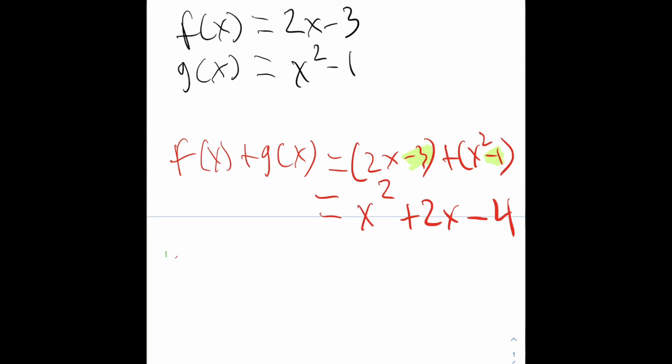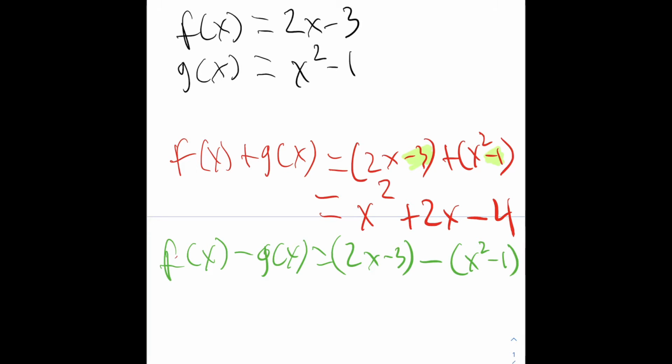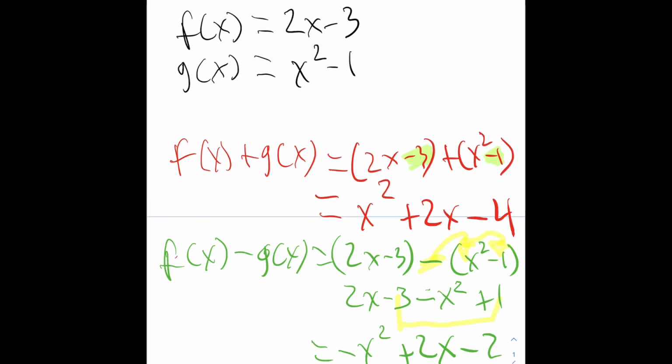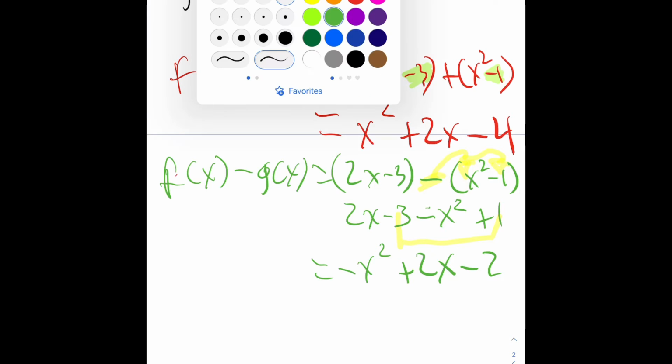So again, we're just going to run through these real quick. We're going to subtract them and see what we get. Starting with the exact same problem, but subtracting this time. Don't forget, this negative gets distributed to each term. So I get 2x minus 3 minus x squared, and subtracting a negative is adding 1. I still only have one like term, so negative x squared plus 2x minus 2 this time.